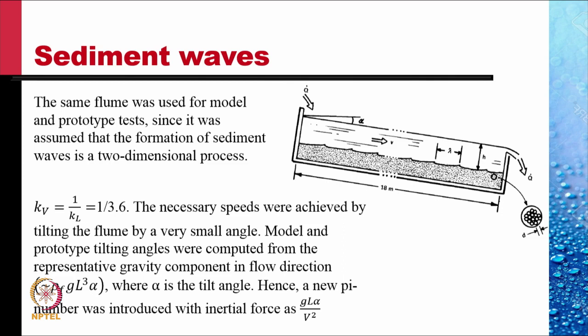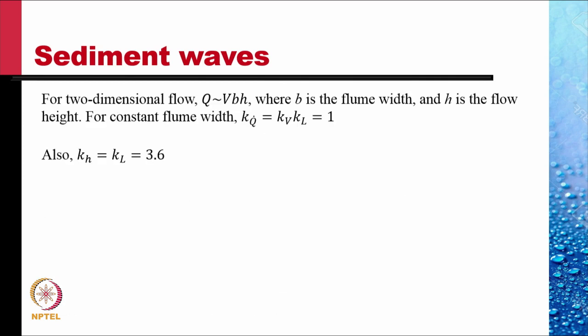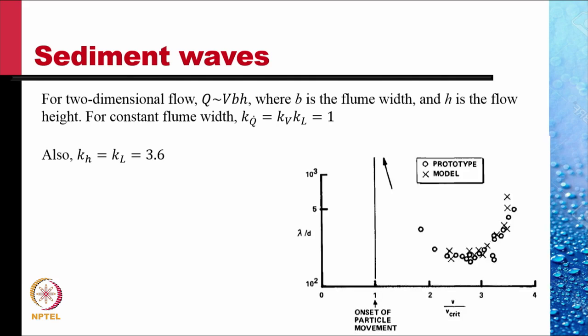Hence, a new pi number was introduced with inertial forces G L alpha over V squared. For two-dimensional flow, Q is like V B H, where B is the flume width and H is the flow height. For constant flume width, KQ is like KV KL equal to 1. Also, KH is equal to KL is equal to 3.6. And if you plot this, we get this curve.